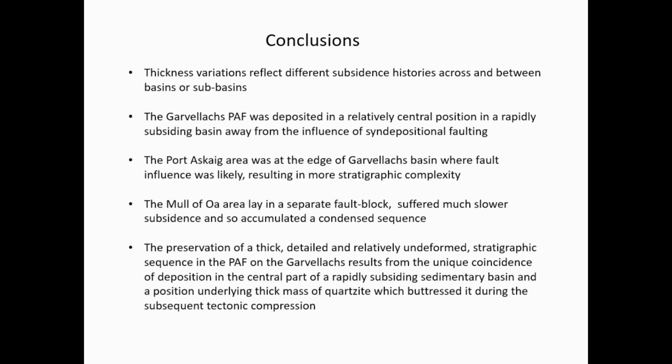The Mull of Ower, on the other hand, you could say was deposited in a separate fault block, suffered much slower subsidence and accumulated really a condensed sequence with probably a lot of gaps. And then finally, the preservation of the thick and relatively undeformed stratigraphic sequence of the Port Askaig Formation in the Garvellachs results from an unusual coincidence, I would say almost a freaky coincidence, of it being deposited in the central parts of a rapidly subsiding basin, but in a position underlying this thick mass of Jura quartzite which buttressed it and protected it from intense deformation during the subsequent tectonic compression.